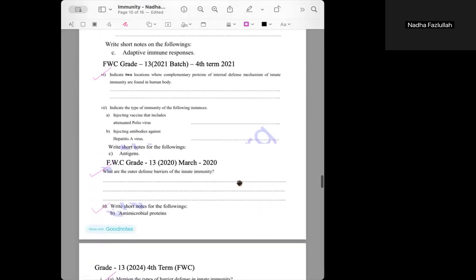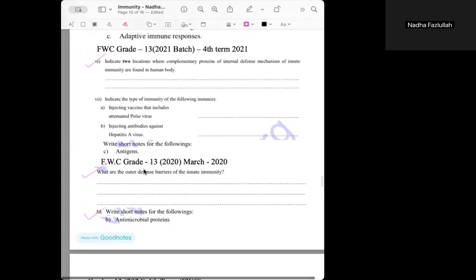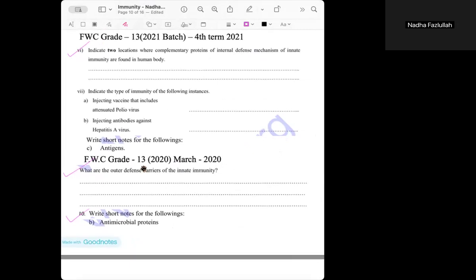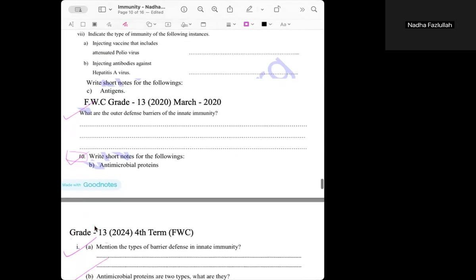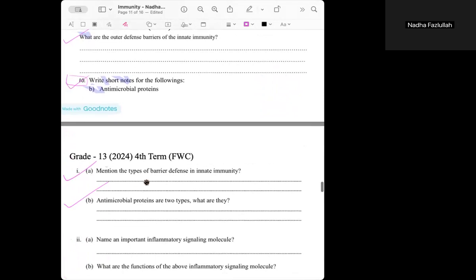Okay, then what are the outer defense barriers of innate immunity? This is so easy, right? What are the outer defense barriers? Skin, mucous membrane. Don't just write mucus, write mucous membrane, and secretions by various glands. In this question, short note of antimicrobial protein. Please do it as a homework, and you can send me. I will correct it for you.